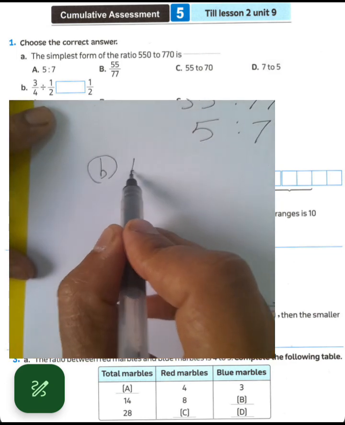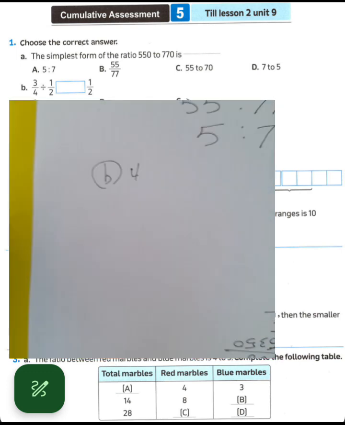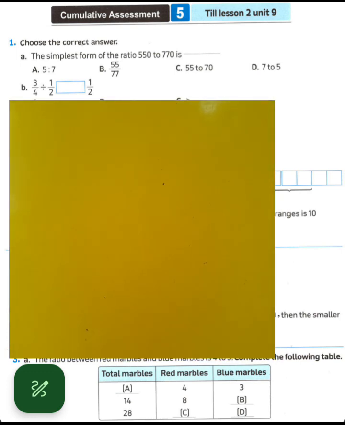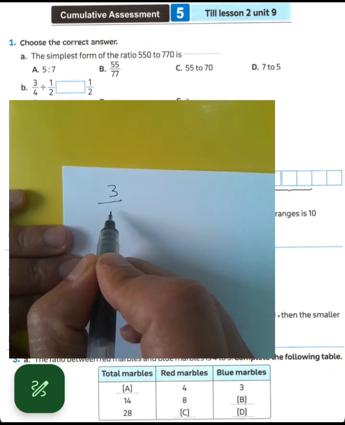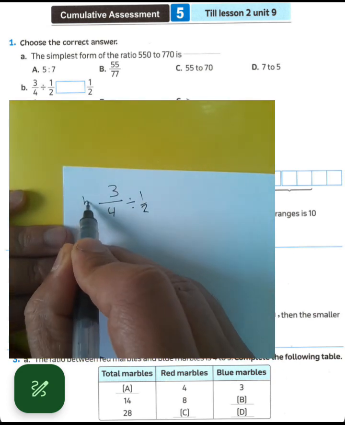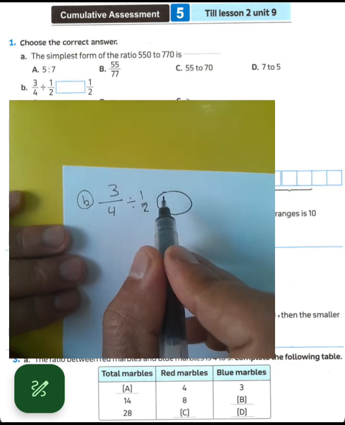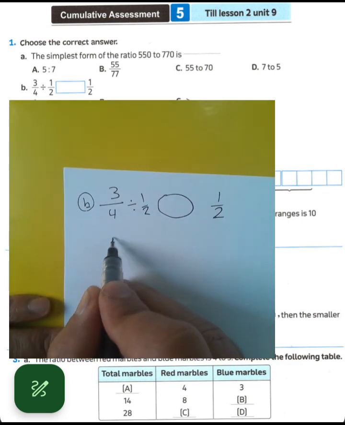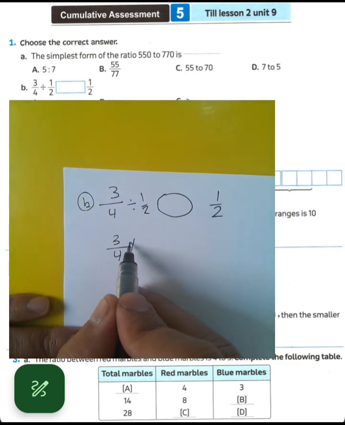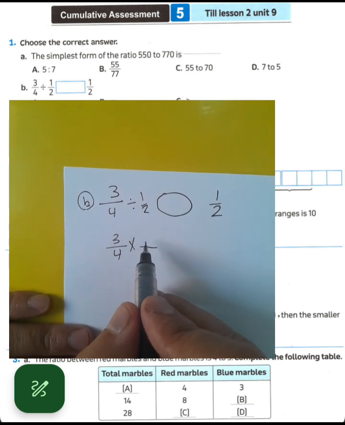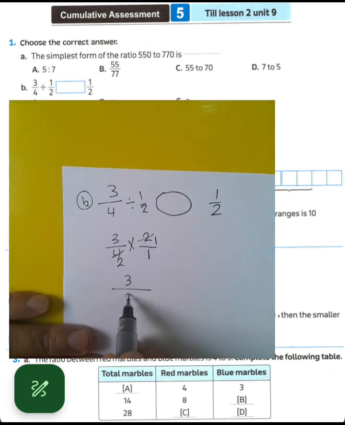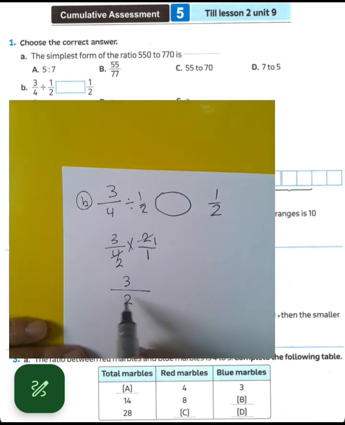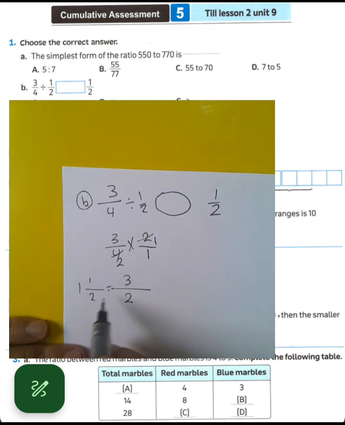For letter B, we have 3 over 4 divided by half. We can write 3 over 4, convert from division to multiplication, and write the inverse of 1 over 2, which is 2 over 1. 2 divided by 2 is 1, 4 divided by 2 equals 2. 1 times 3 equals 3, 1 times 2 equals 2. So 3 over 2 is 1 and a half.